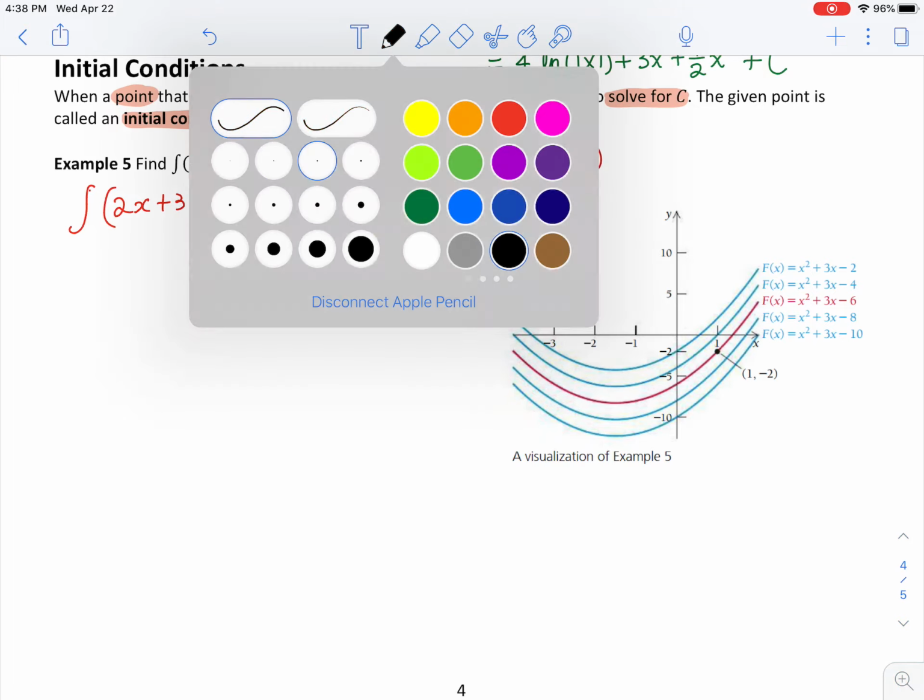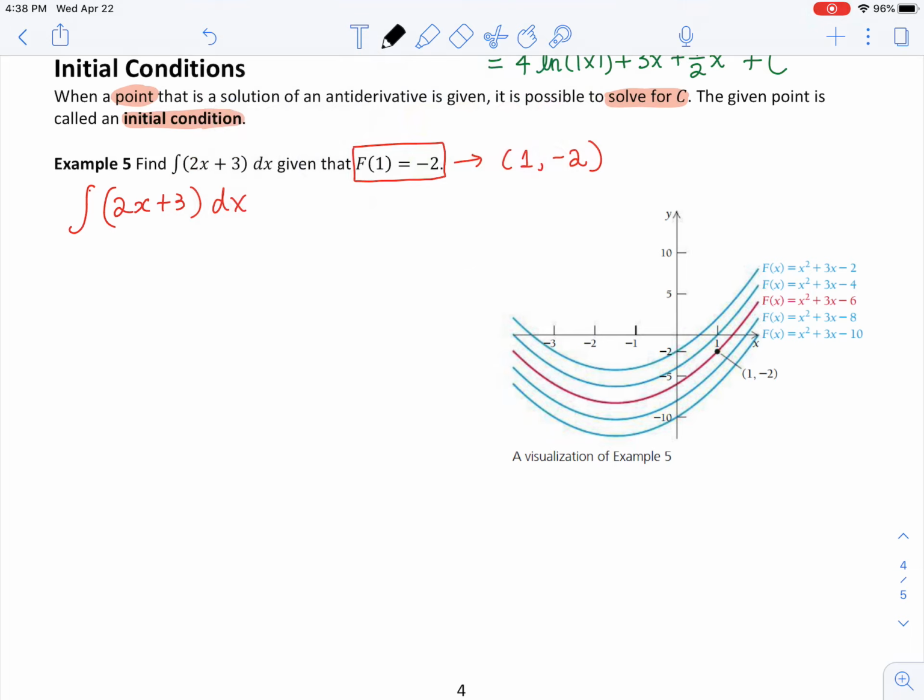Ignore that picture for me. That's the answer to this problem, but I just wanted to show you a picture after we get the answer ourselves, okay? So we're going to first evaluate this indefinite integral by the properties that we talked about in our previous video.